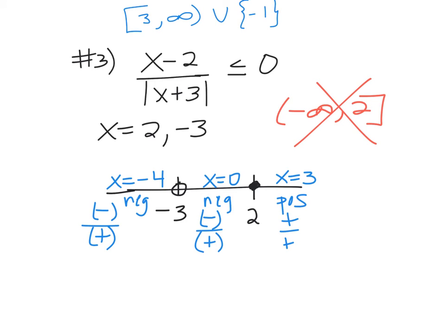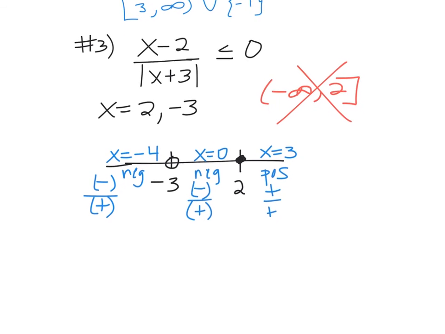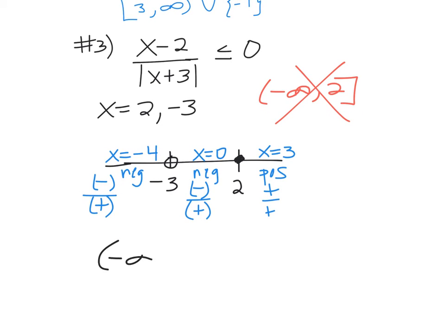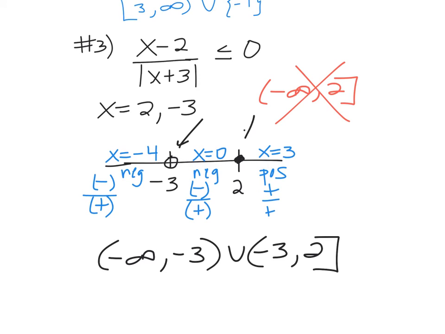You can't include negative 3. Negative 3 is not allowed. So when you write your answer, you have to write negative infinity to negative 3, union negative 3 to positive 2 with a bracket. I really like this. I don't think I've ever done it this way until this year, but I really like doing that open circle there, just as a reminder to yourself.